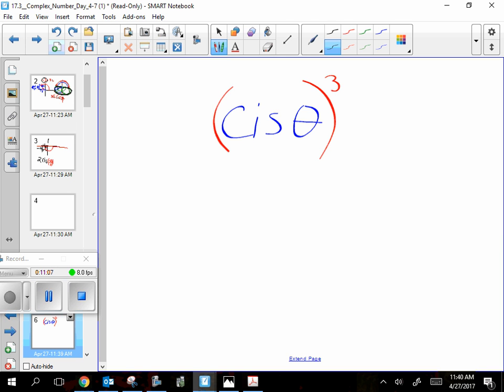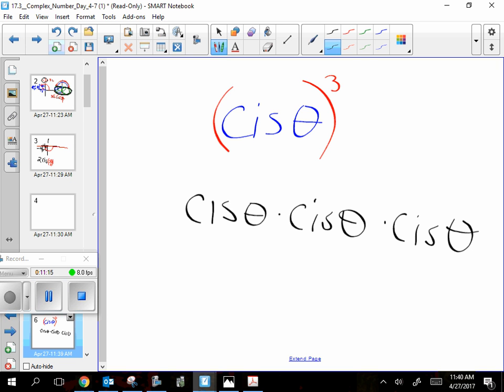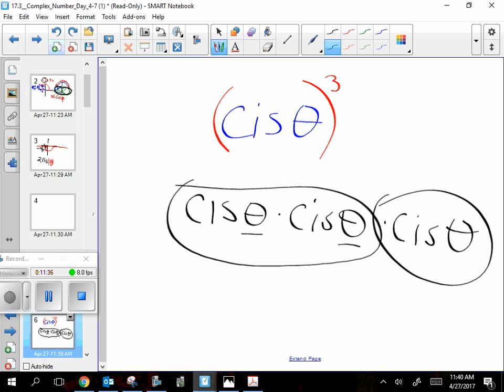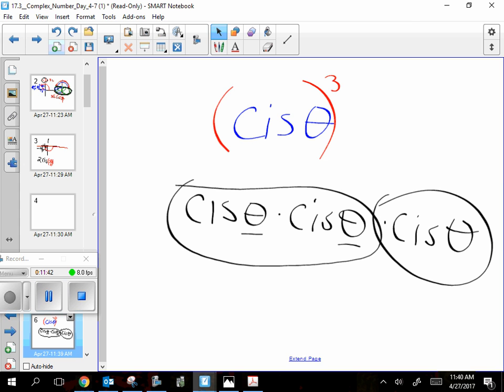Would you agree that this means times itself 3 times? Cis theta times cis theta times cis theta. Can't argue with that, can you? And didn't you just learn 2 seconds ago that when you multiply them, their angles, their thetas, get added? If I add these two, I'd have 2 theta. And if I do it again, take a wild guess what I'd have. 3 theta. So I'm going to throw in a 1 in front just so that it's got something I can put to the power of.